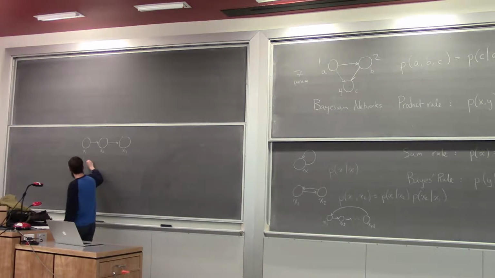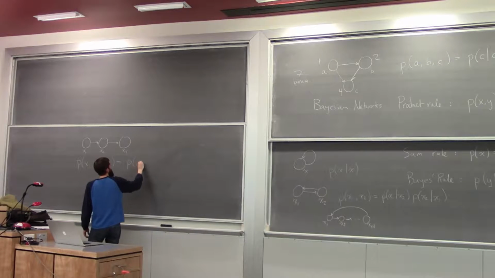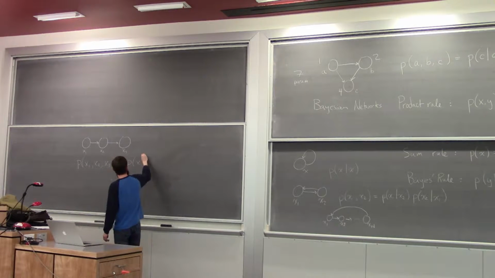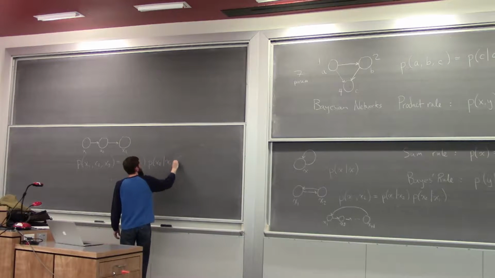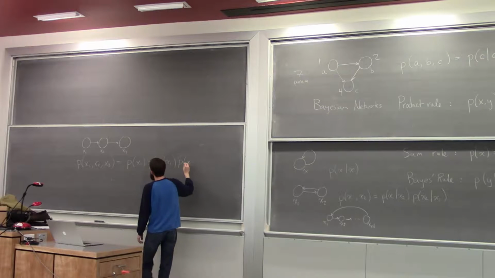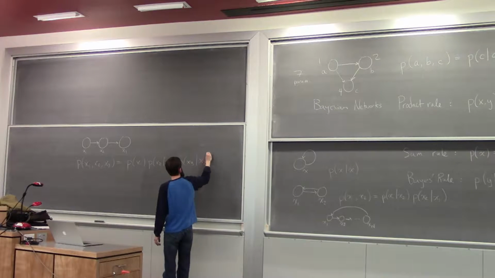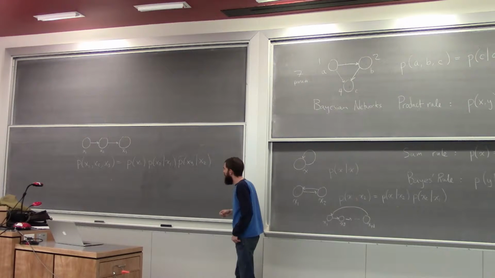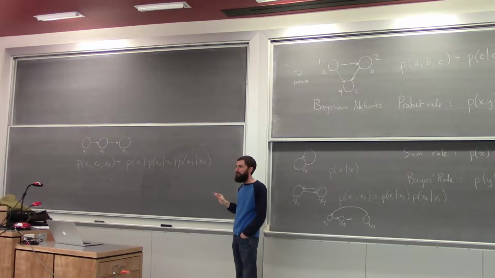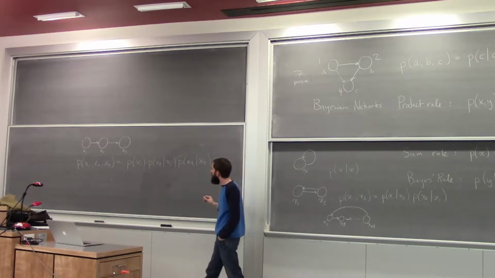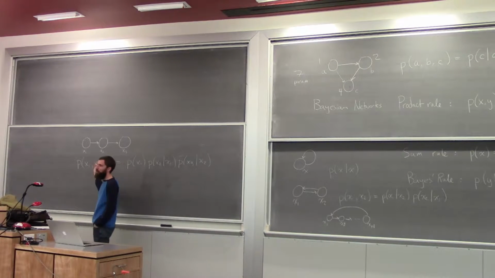P of x1, x2, x3 is equal to P of x1 times P of x2 given x1 times P of x3 given x2. Okay? Now what I want to do is get rid of x2 in this graph. Okay? And so what I want is the joint distribution of x1 and x3.